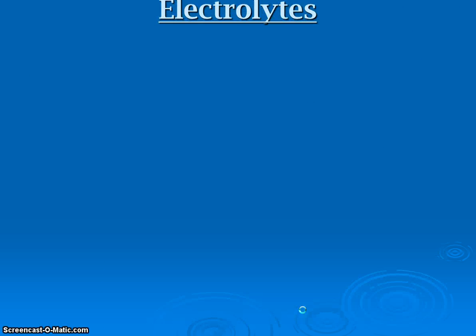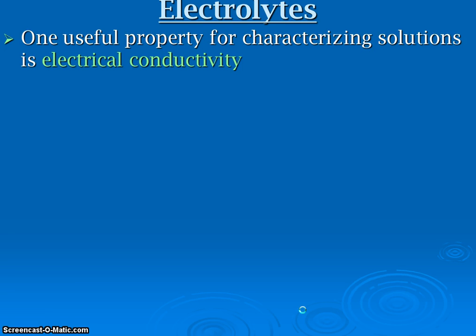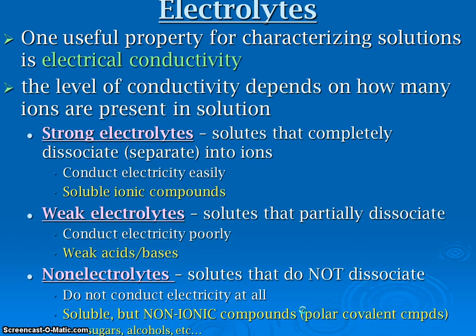Okay. Last thing we'll talk about is looking at how some things can break apart into ions as they dissolve, looking at this dissolving process. A useful property for characterizing solutions is their conductivity. And that level of conductivity depends on how many ions are present in the solution.